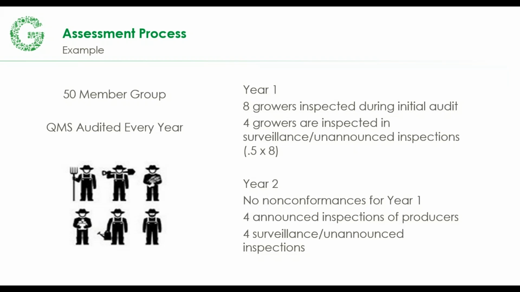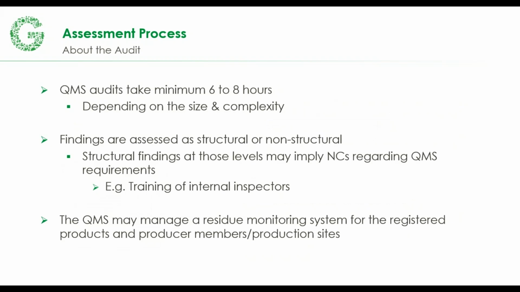As an example, you have 50 members. The QMS is audited every year. There would be 8 growers inspected during the initial audit, 4 growers inspected during the surveillance. So you could say growers, producers, farmers, however you term that. In year 2, if there were no nonconformances in year 1, there would be 4 announced inspections on the first visit, and then the second visit would be 4. But still, 8 total inspections, which would still be the square root, no less than the square root.